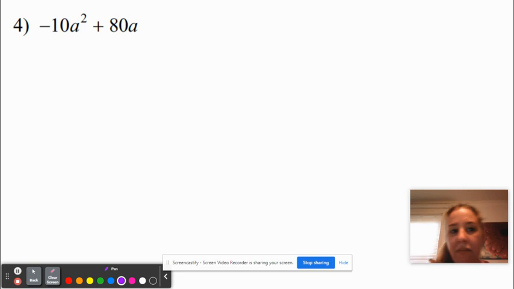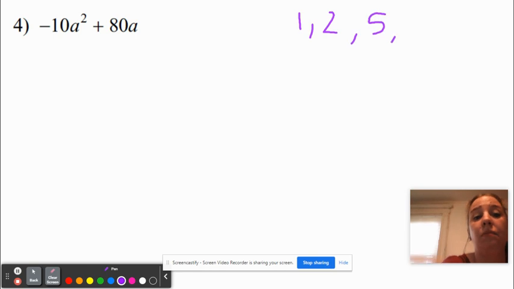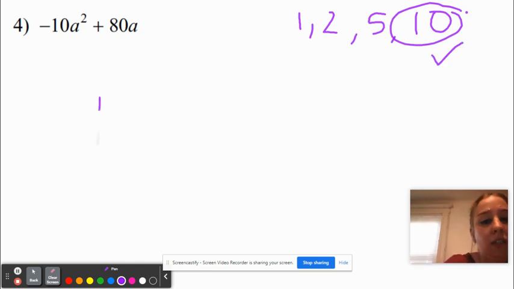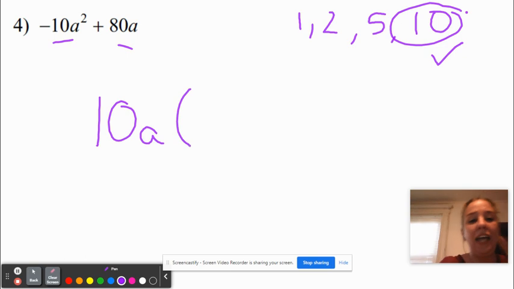All right, greatest common factor of 10 and 80. Well, starting with the 10 because it's smaller. We know 1 goes into 10, 2, 5, 10, and that's it. So starting big, what goes into 80? Does 10 go into 80? Yes. So 10 would be our greatest common factor, and we also pull an A because A is represented in both parts.